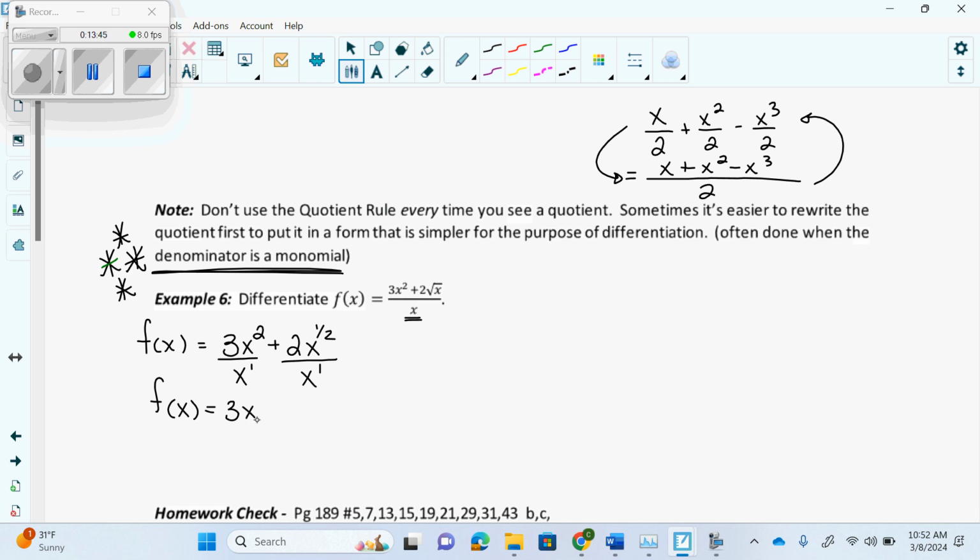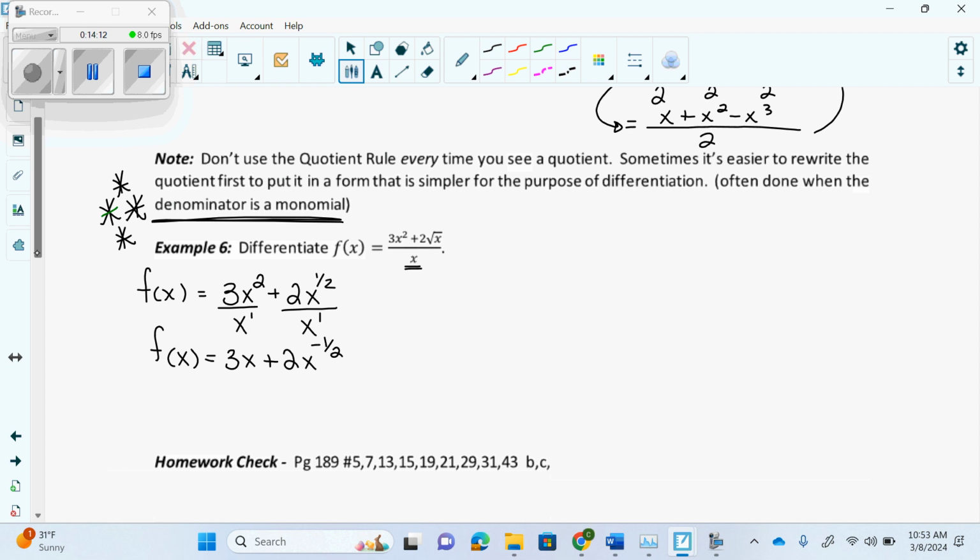We agree? Now this one, what's x to the half over x to the 1? A half minus 1. What do we get? Negative a half. So we're getting 2x to the negative a half. And then some people will box this and say I'm done. Have I derived anything? No, I just wrote it in a different form that I can now do powers. The forms get me all the time. I can do power rule with this now, right?